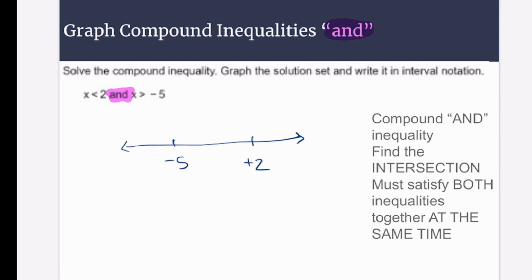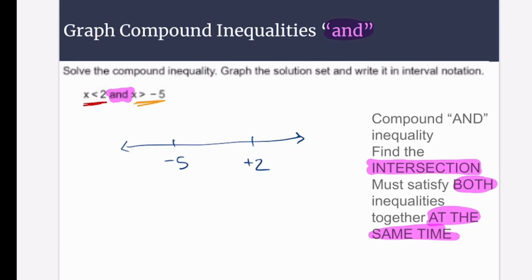So a compound "and" inequality is asking you to find the intersection. Where are these things happening both at the same time? So we're not looking at these separately, we're looking at these together as one graph. So here's what I'm going to do. The inequality on the left, I'm going to graph in red, and the one on the right, I'm going to graph in orange. So we're going to look for where they're both met.